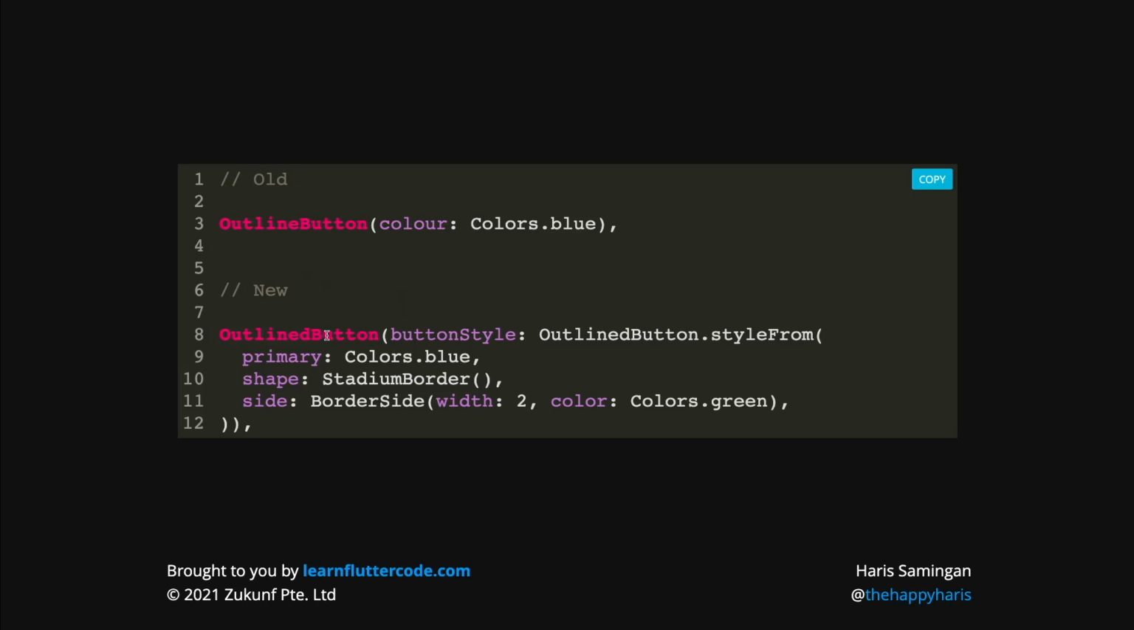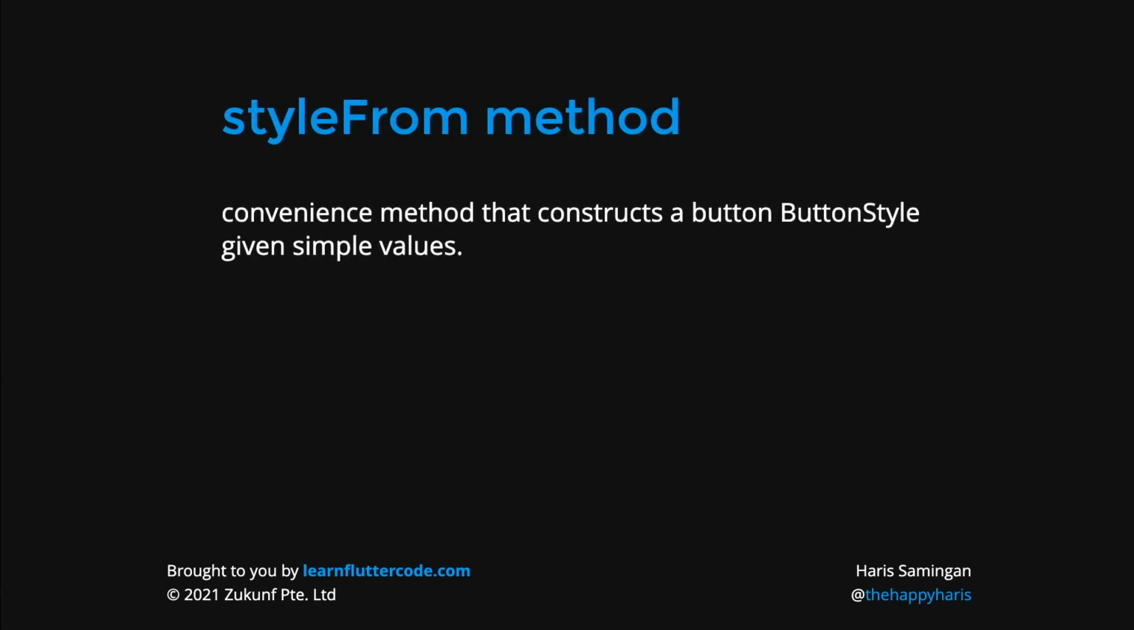But for the new button, you will still use the button style parameter, but for each individual new button, there is this method that is called styleFrom. It then has different properties that look pretty similar, like for example, your primary color, your shape, and then you can also add in your border side property. So this gives the specific button style for your different buttons. So the styleFrom method is a convenience method that constructs a button style given simple values. So for the different buttons, you have a specific button style.